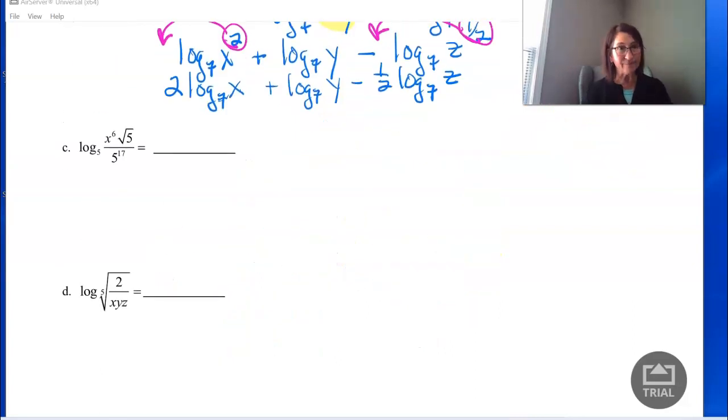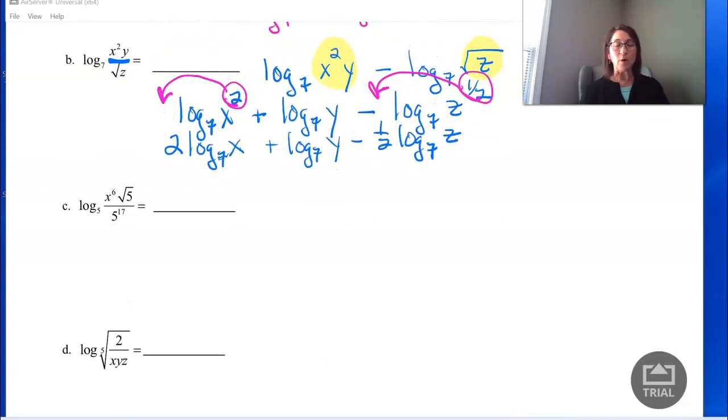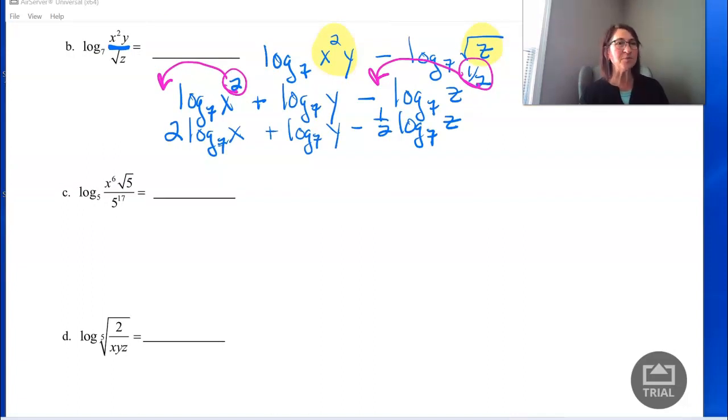Let's do C as another example here. But before we go into C, one of the questions you should be asking yourself is, why, when I have factors, do I create 2 logs that are added? Why don't I multiply those 2 logs? That's a reasonable question to ask. But I want you to think back about what a log is. A log is an exponent.